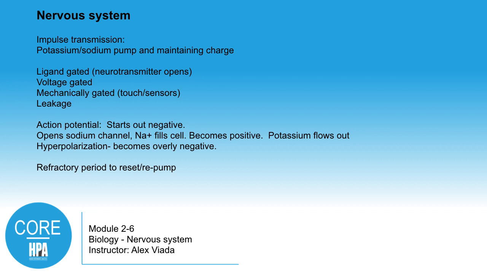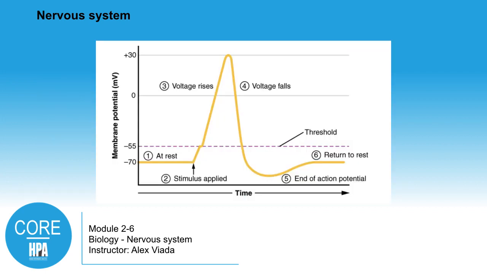Now, that period where it has to return to rest and everything starts pumping is called the refractory period. A neuron cannot fire again immediately because it needs to create that gradient. So this is what it looks like.